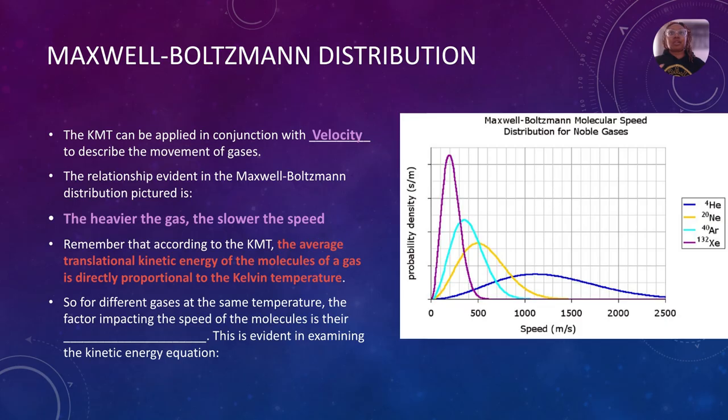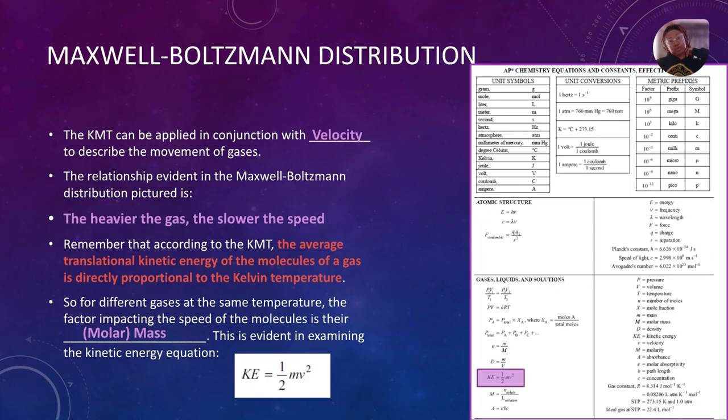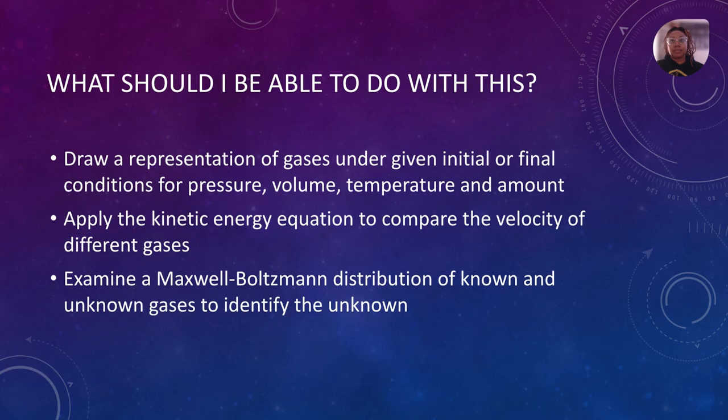All right. So remember that according to the KMT, the average translational kinetic energy of the molecules of a gas is directly proportional to the Kelvin temperature. So for different gases at the same temperature, the factor that would be changing the speed is the molar mass. This is evident when we look at the kinetic energy equation, which is what they were showing us on the slide before. If we take half of our mass and multiply that by our velocity squared, we should be able to get the kinetic energy, the actual movement of that molecule.